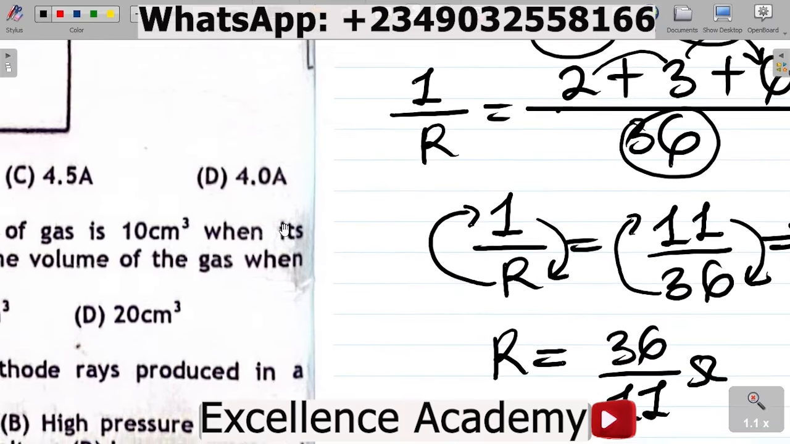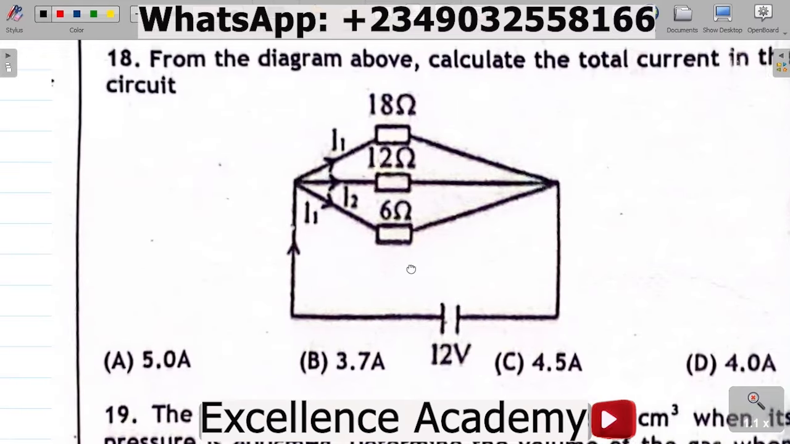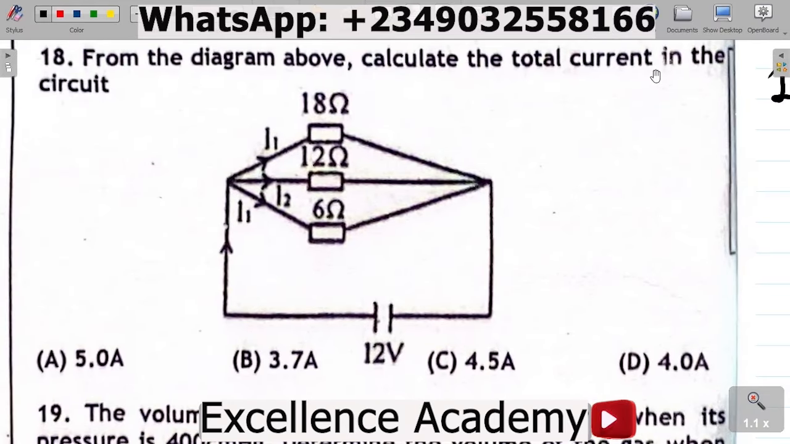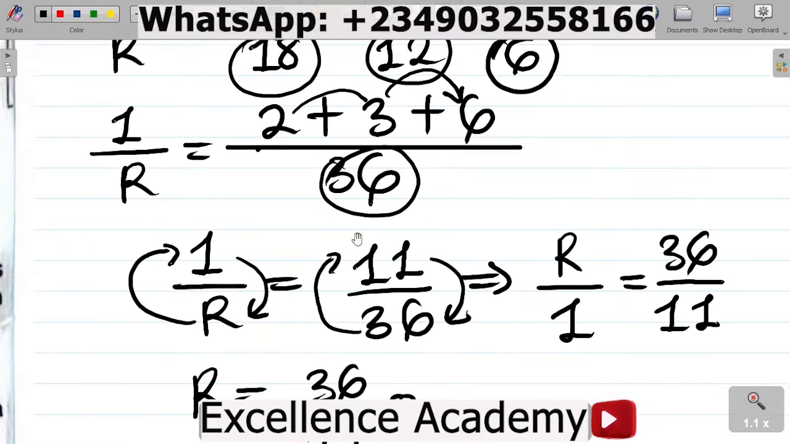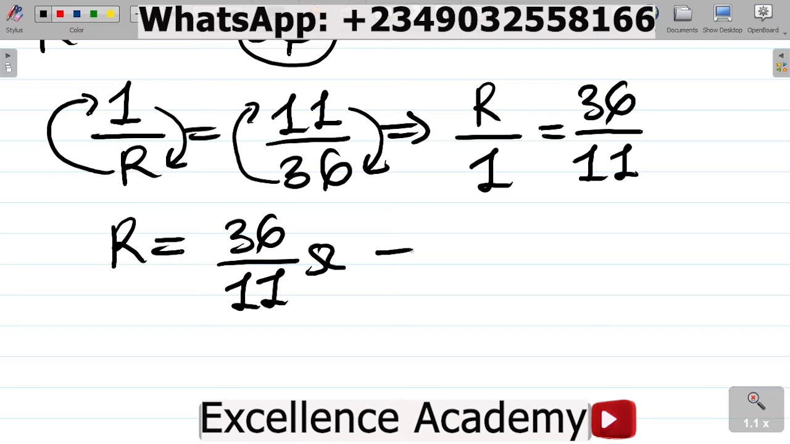So we have this already. Now, they said we should calculate the total current in the circuit. Let's get this in decimal places. So 36 divided by 11. If you punch that, your value is 3.272, or approximately 3.27, in ohms.